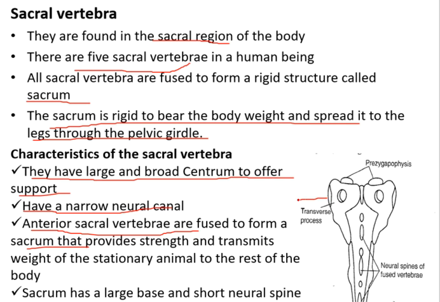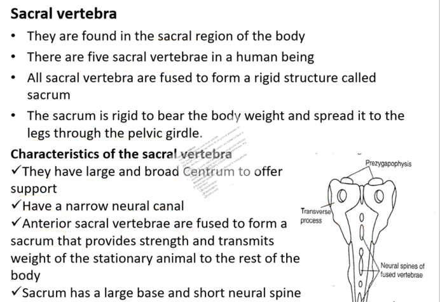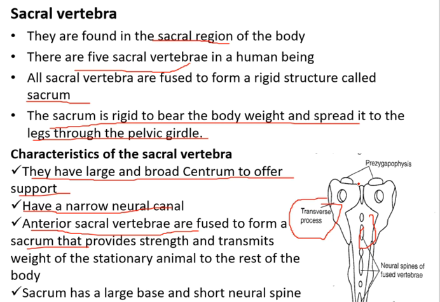Then the sacrum has a large base and short neural spine. As you can see, they have also wing-like transverse processes for attachment of muscles. Then you can see the neural spines here, the fused vertebrae. Then the neural canal is just above here for passage of the spinal cord. Then it has sacral foramens or sacral canals for passage of blood vessels and nerves.